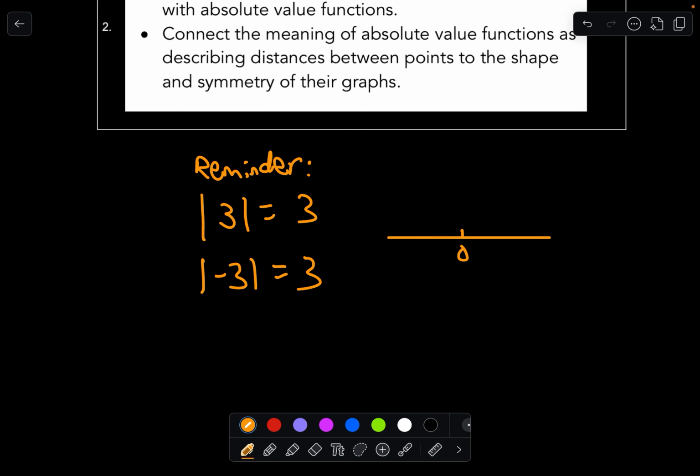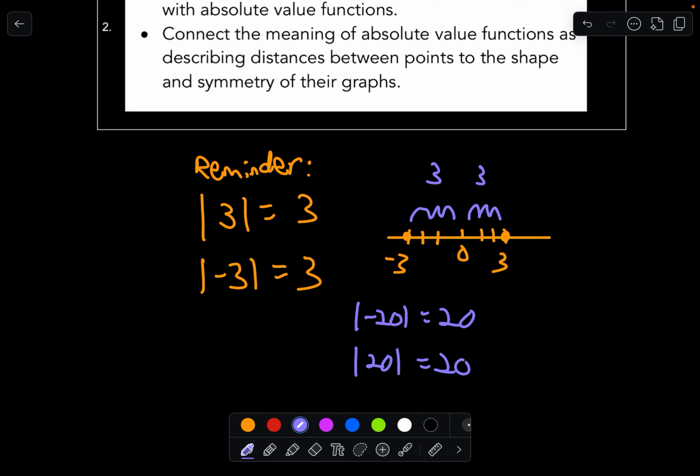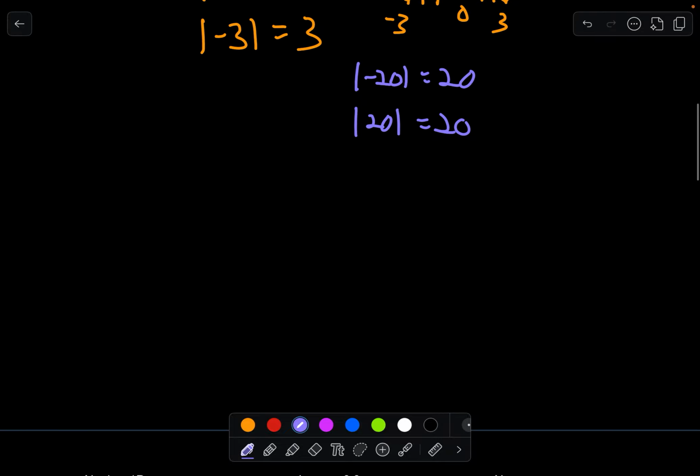So if this is 0, and we have 3, 1, 2, 3, and negative 3, 1, 2, 3, this distance right here is 3 units. Likewise, this distance right there is 3 units. So the absolute value gives you the distance away from the 0 point, from the origin. When you see the absolute value of negative 20, you know that's just positive 20. If you see the absolute value of 20, you know that's also 20. That's the idea. Okay, moving on.